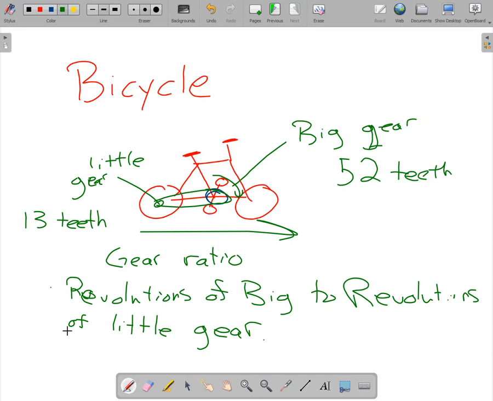And remember, they're directly connected by the chain. So every time there's a little movement of one tooth on the big gear, that's going to make one tooth on the little gear move, because of the way the chain connects them. Because it's a direct connection.